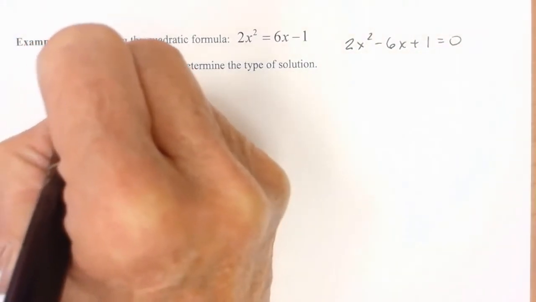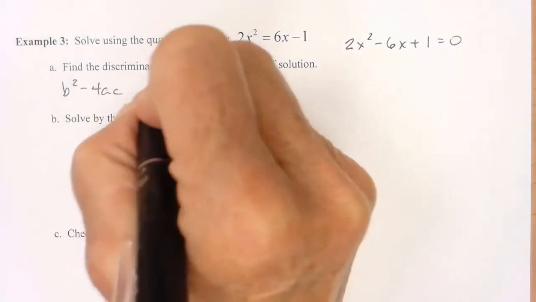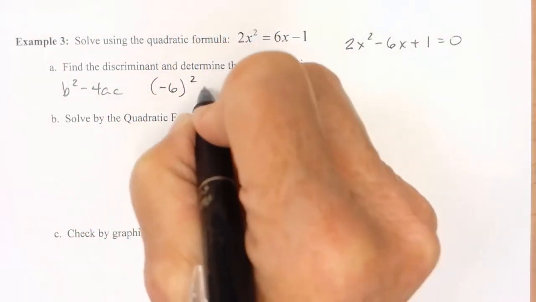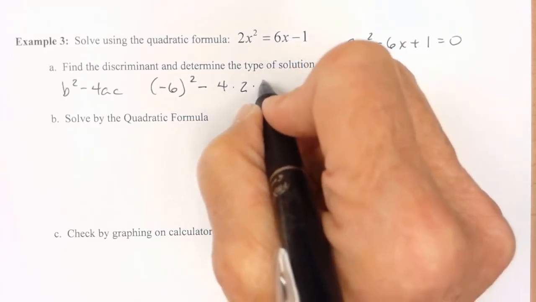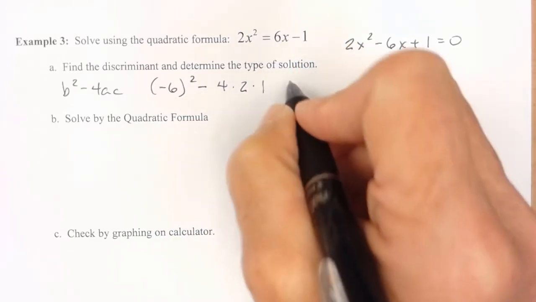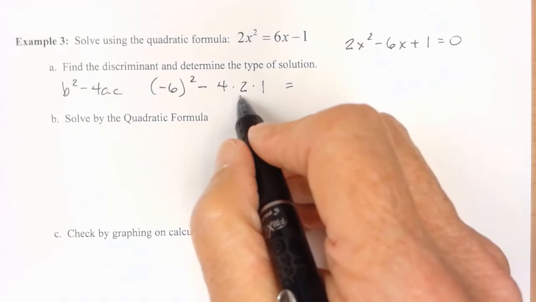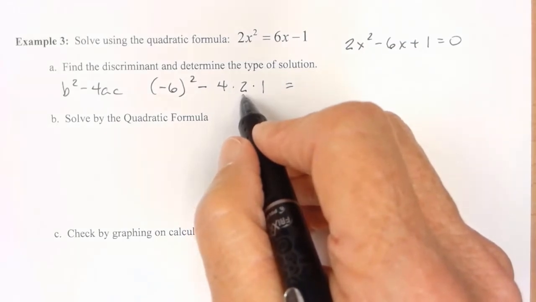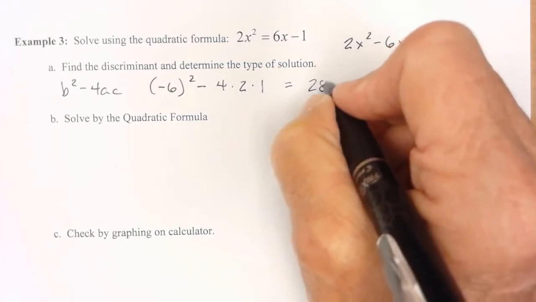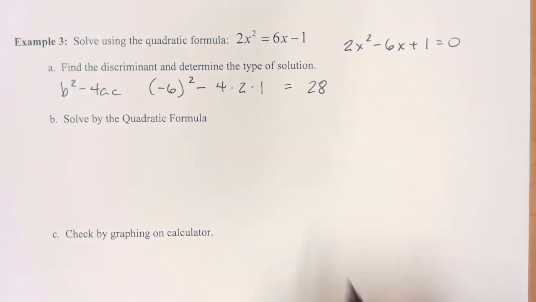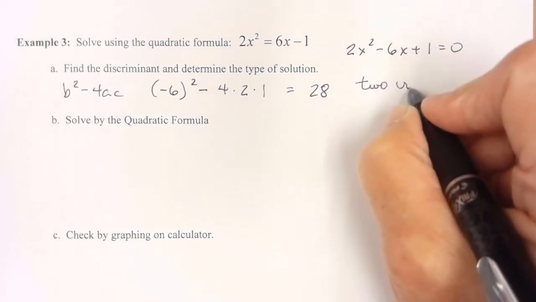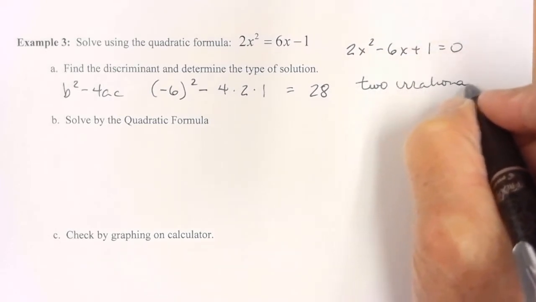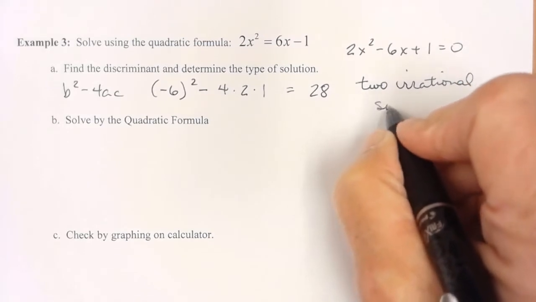So b squared minus 4ac. So I've got negative 6 quantity squared minus 4 times a times c. See, that'd be 36, and that would be 8, and 36 minus 8, that would give me 28. 28 is not a perfect square, so I'm going to have 2 irrational solutions.